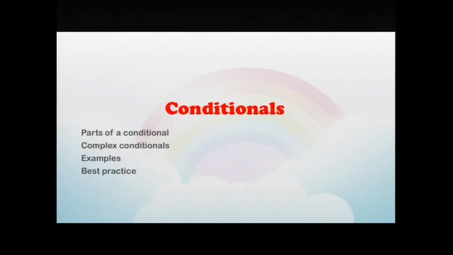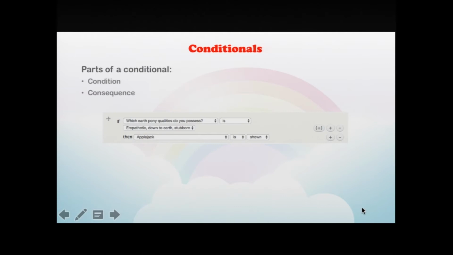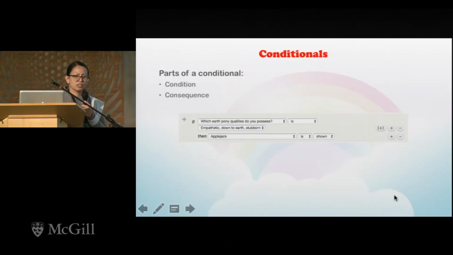Now, we're going to segue into conditionals. Now, having looked at wizards, you probably have some idea of how conditionals work and how they're basically used to hide or show components based on the value of other components. But now that we know what a conditional can do, as we've amply shown, let's try and find out how it does it. So let's start by breaking it down into two main parts.